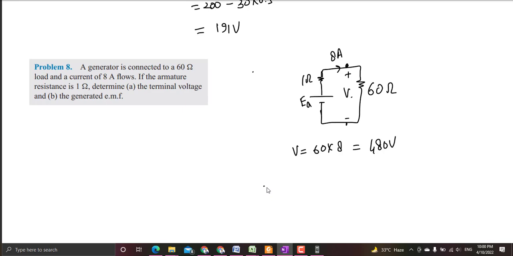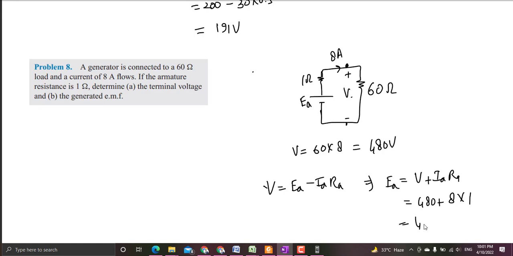So we can write V is equal to EA minus IA into RA, or EA is equal to V plus IA into RA, which is equal to 480 plus 8 into 1, which is 488 volt. So simple answer, so simple solution. This is the way we are solving the problem. Let us proceed to the next problem.